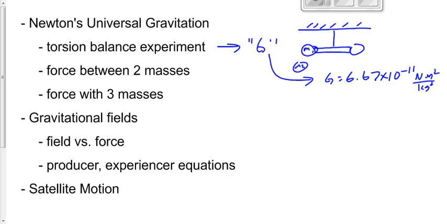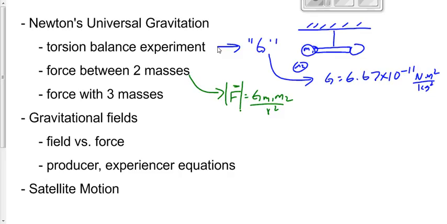We need to be able to find the force between two masses. So that's going to be F is equal to G m1 m2 over r squared. Make sure you're in the right units. Make sure you square the distance. All of those little things.